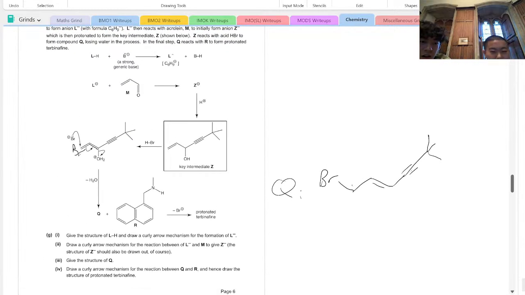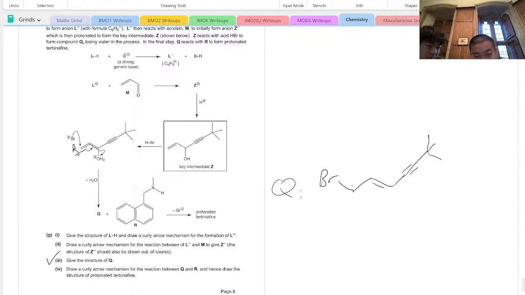Okay, so we did part 3. Draw a curly arrow mechanism for the reaction between Q and R. I think we'll leave that to the end. You've seen that before. It's halogen plus nitrogen, isn't it? Plus nitrogen. Yeah.